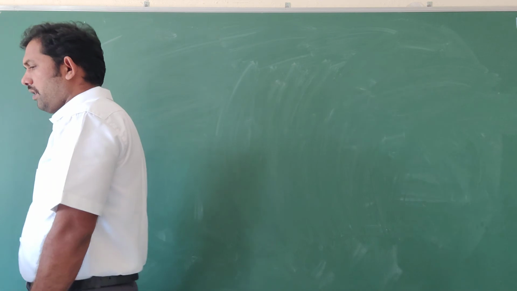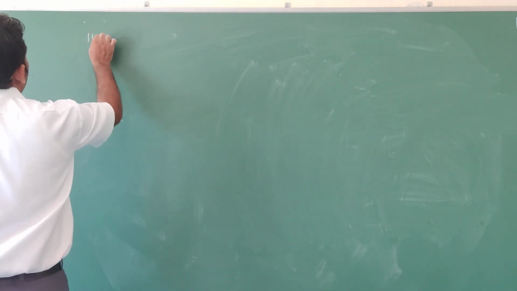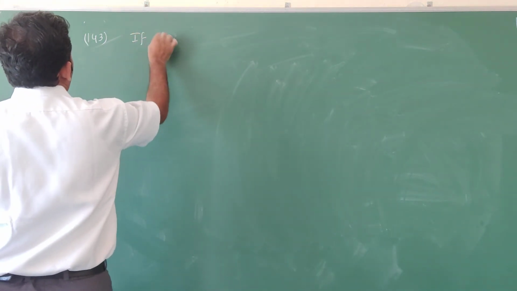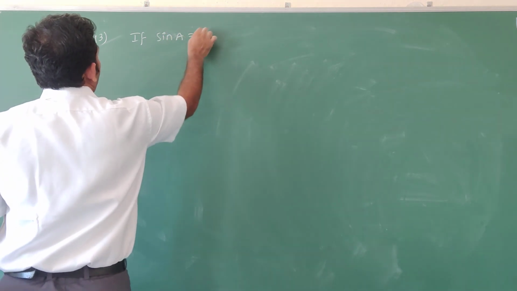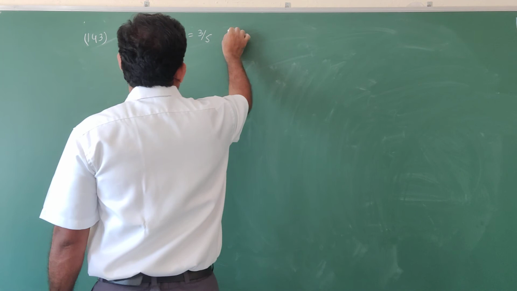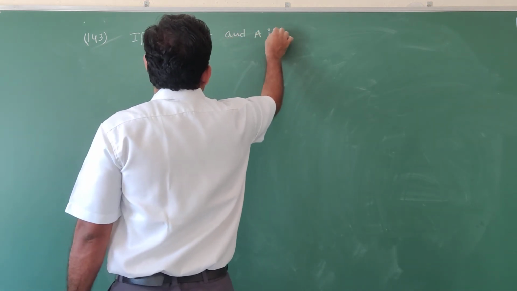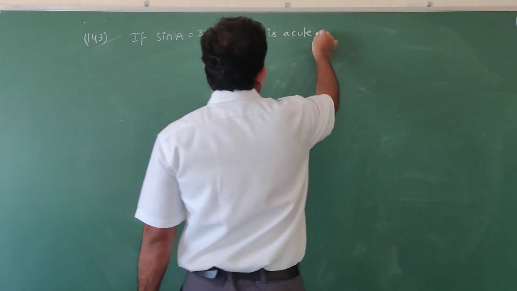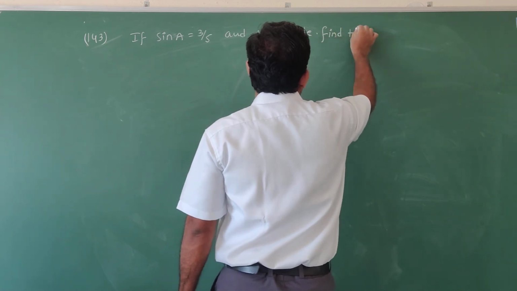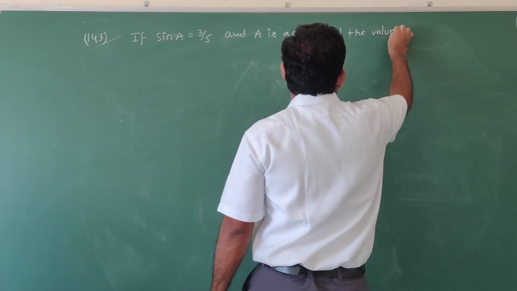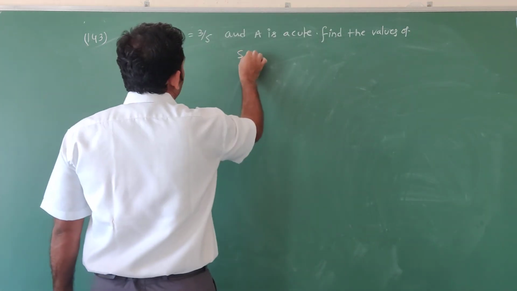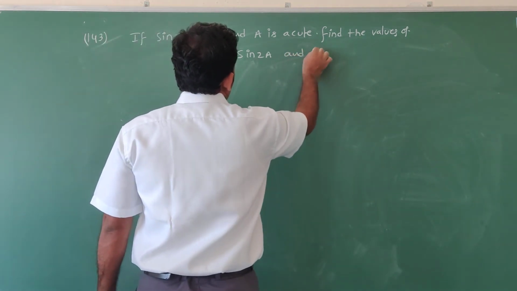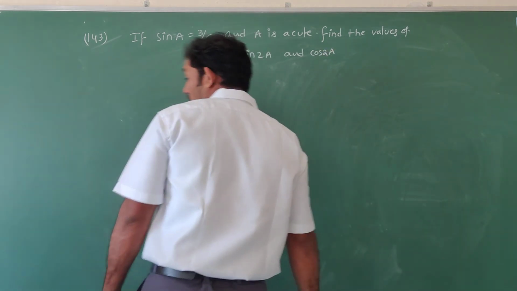Continuation. 143. If sin A equals 3 by 5 and A is acute, find the values of sin 2A and cos 2A.